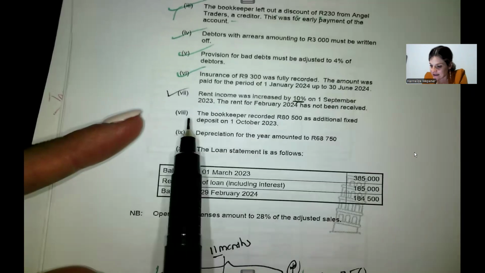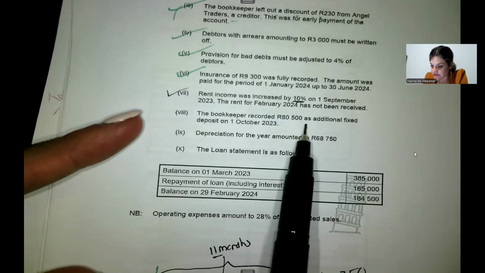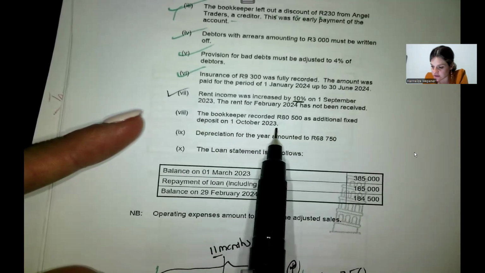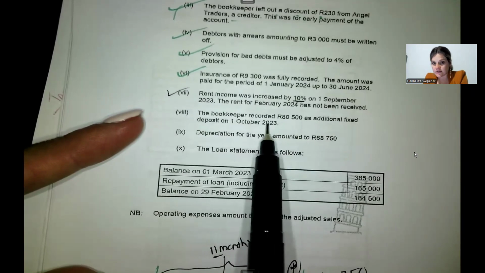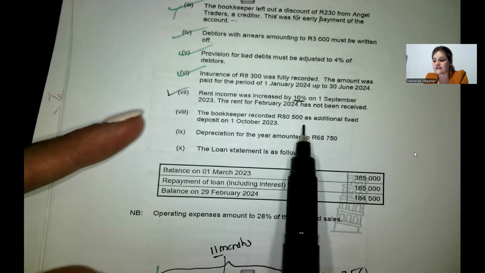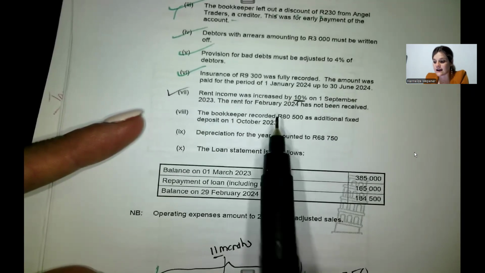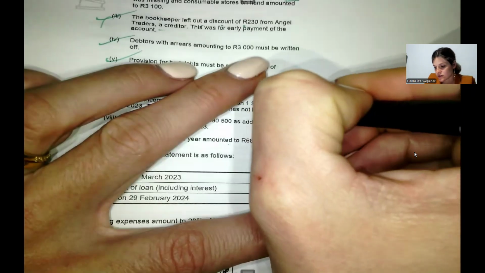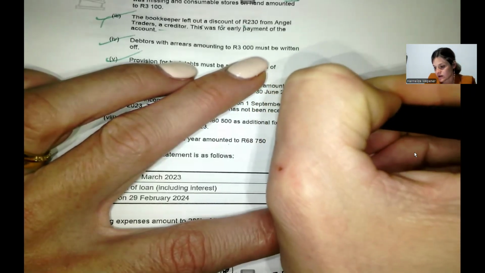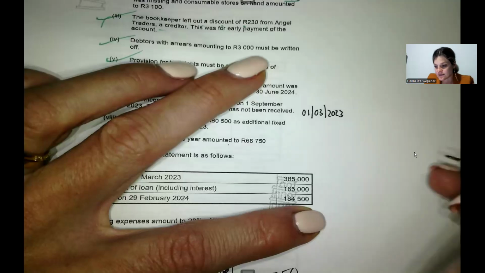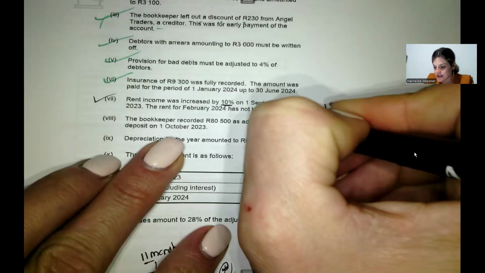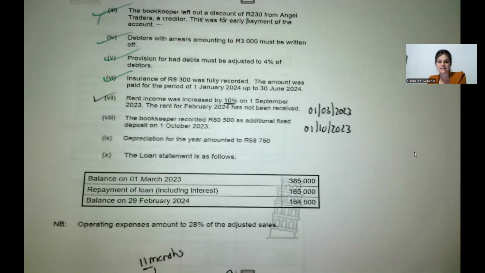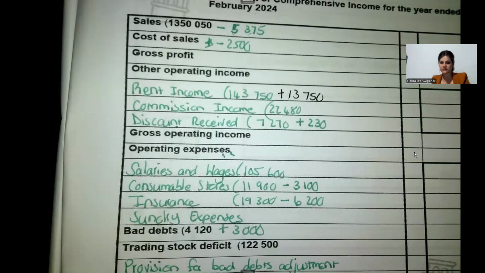Almost done. The bookkeeper recorded 80,500 as additional fixed deposit on the 1st of October 2023. So, in other words, you had a certain amount for your fixed deposit on day one of your financial year, and then it changed on the 1st of October. So on the 1st of March 2023, you had X amount. And then you increase that on the 1st of October. The reason why they are telling you that is because you must calculate your interest on fixed deposit.